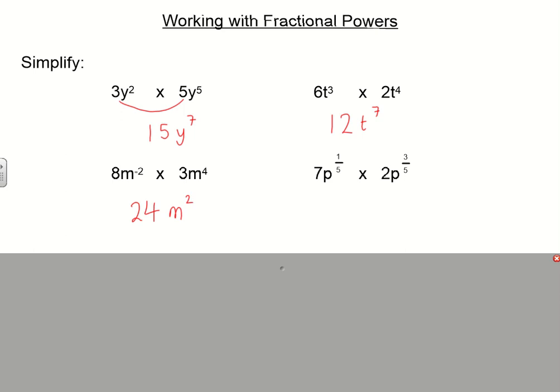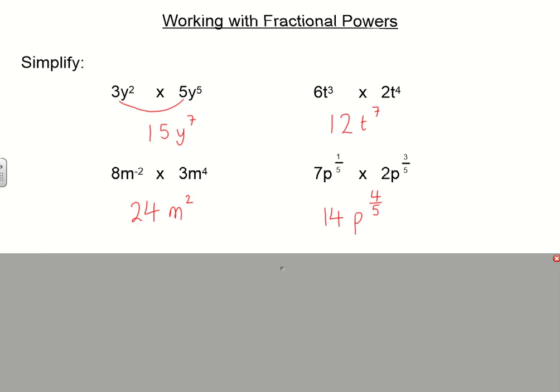And then basically the exact same thing, but with fractional powers. 7 times 2 is 14. Then we've got p. We've got 1 fifth add 3 fifths. They're both in terms of fifths, so that's nice and easy. 1 fifth add 3 fifths is 4 fifths. So nothing different there. You do exactly the same with fractional powers as you do with integer powers.